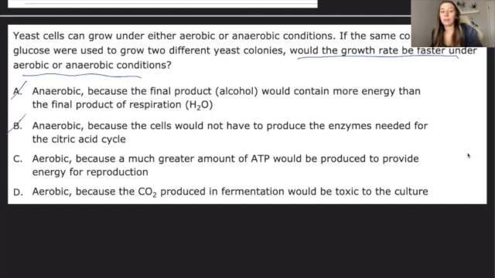C says aerobic because a much greater amount of ATP will be produced to provide energy for reproduction. I like that one. It makes sense. It's simple, straightforward, and it has all of the aspects I'm looking for in the right answer. D says aerobic because the CO2 produced in fermentation would be toxic to the culture. I don't think CO2 is toxic to yeast. We would never have bread if that were the case. So I like C better personally.